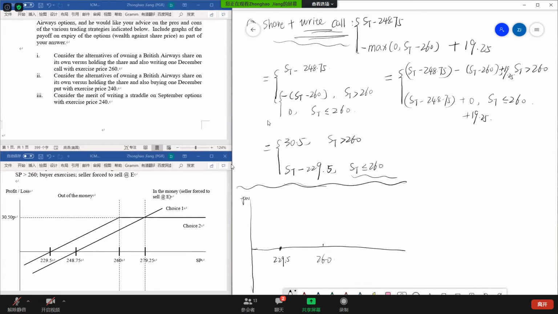So the vertical axis is payoff, and the horizontal axis is spot price. So it's a straight line. When the spot price equals 260, the payoff is 260 minus 229.5, which is 30.5. And when the spot price is larger than 260, it is 30.5 forever. This is the payoff for choice 2.